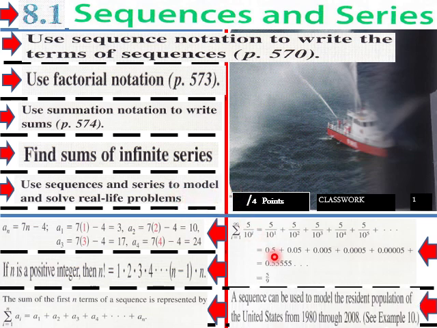And then use sequences and series to model and solve real life problems. Remember that. An example of that is that it can be used to model the resident population of the United States from 1980 through 2008. Example 10 illustrates that further.